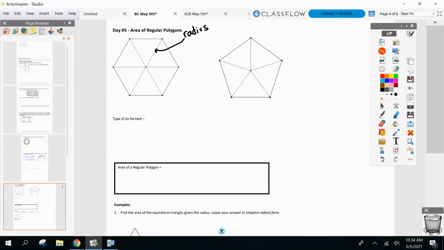And you'll see it. I'm just going to use the hexagon example right now. You'll see I have 6 triangles. And what do you know about all the radii? They're congruent. So I've formed what type of triangles here? Isosceles, yeah. And let's keep digging deeper. Yes, they're isosceles, and all 6 are what to each other? Congruent. There you go. So what type of triangles have we formed? Congruent isosceles triangles.